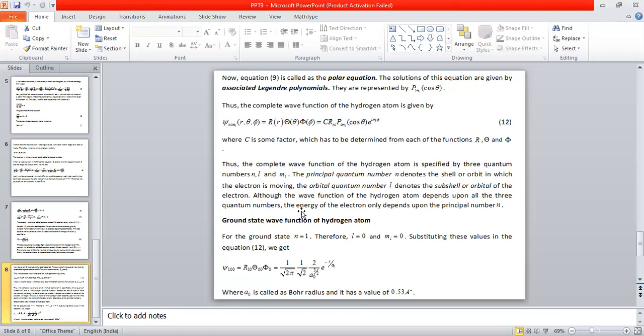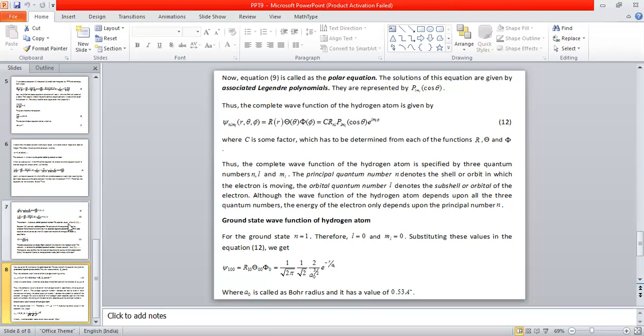It denotes the orientation of the orbital angular momentum with respect to some reference direction, which I'm not going to discuss here. Because of which we have another quantum number. Although the wave function of the hydrogen atom depends upon the three quantum numbers, the energy of the electron only depends on the principal quantum number n. The wave function is decided by three quantum numbers n, l, and ml.